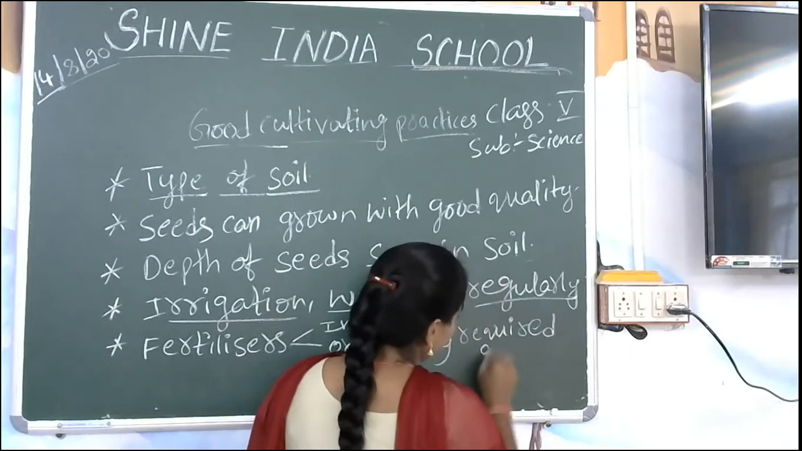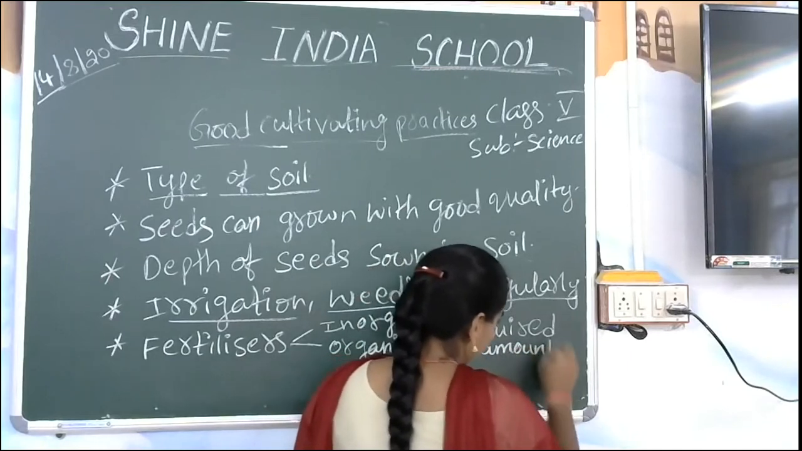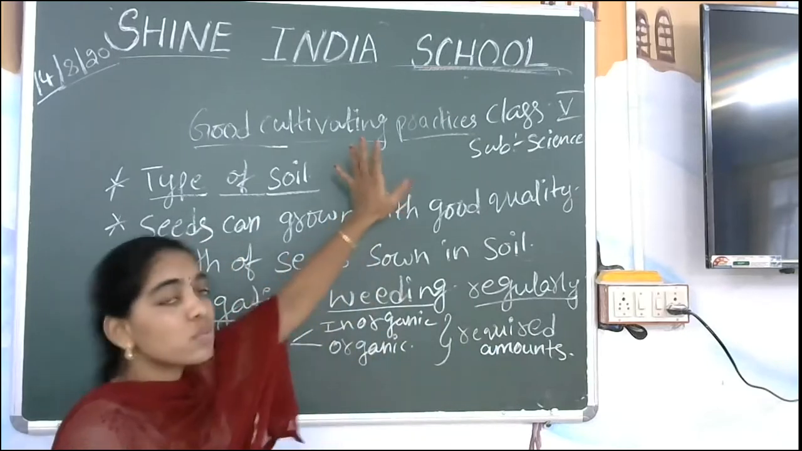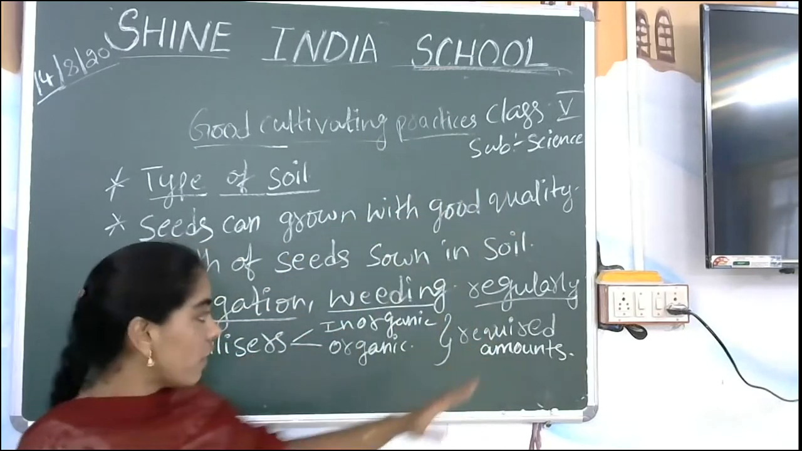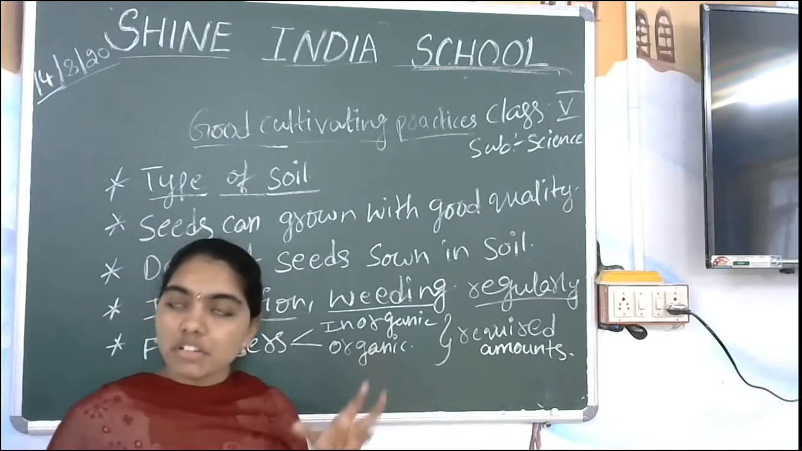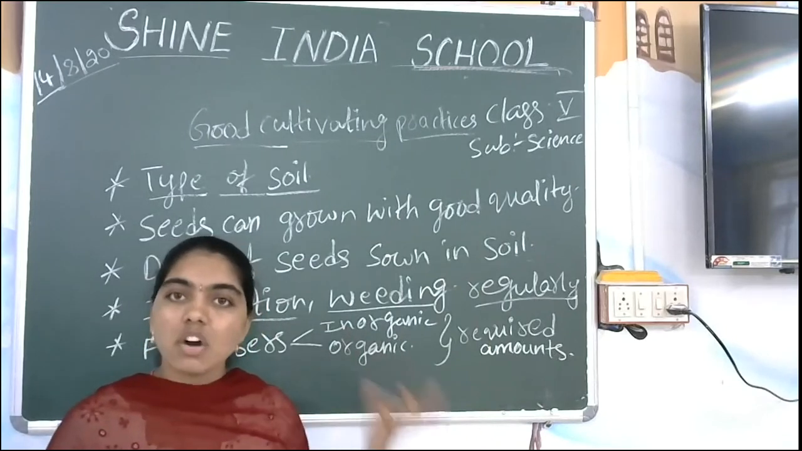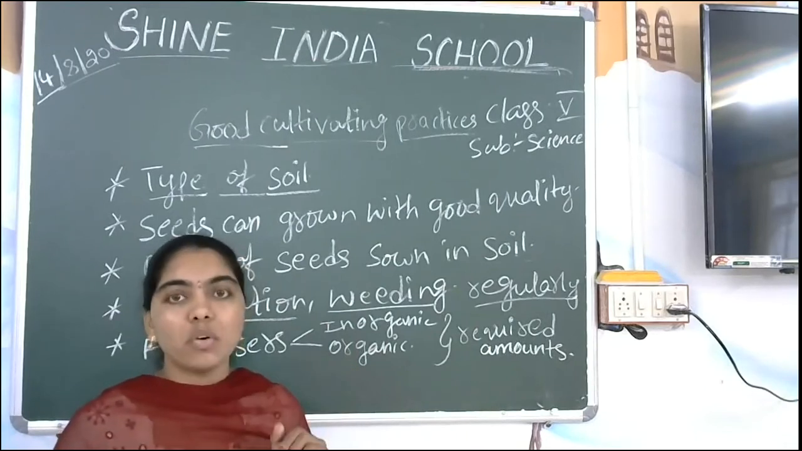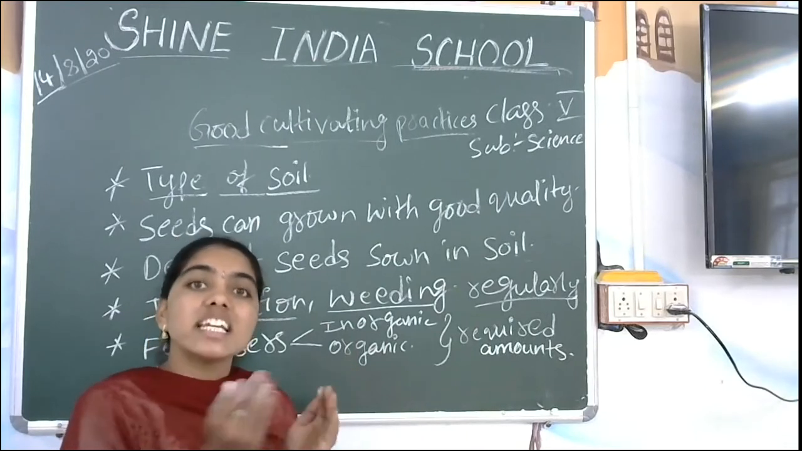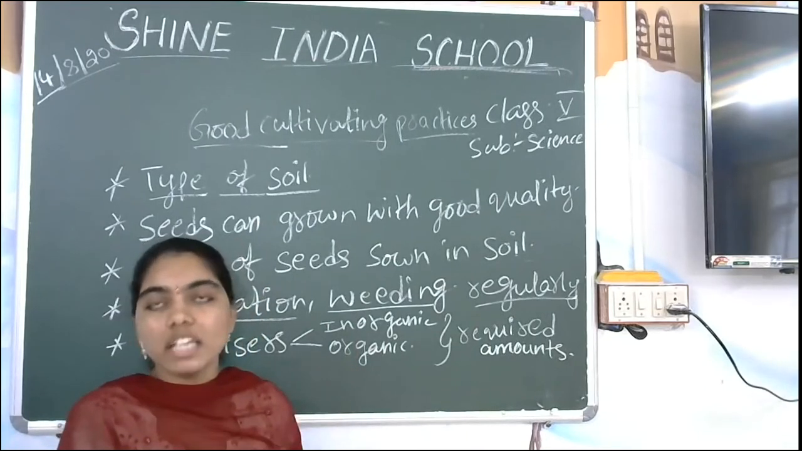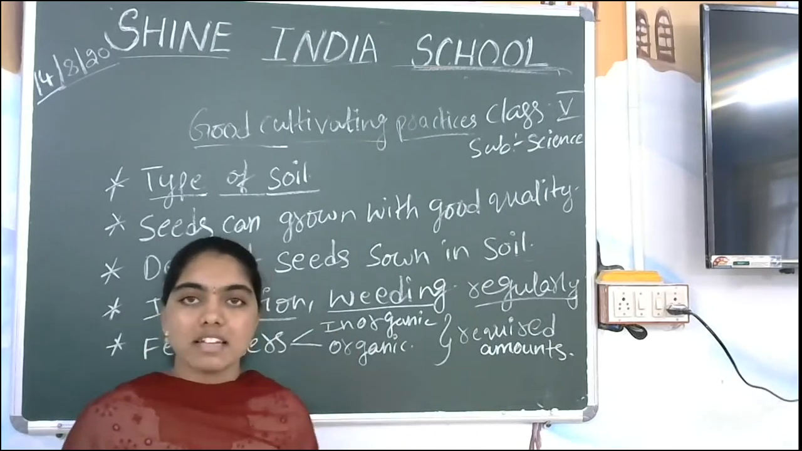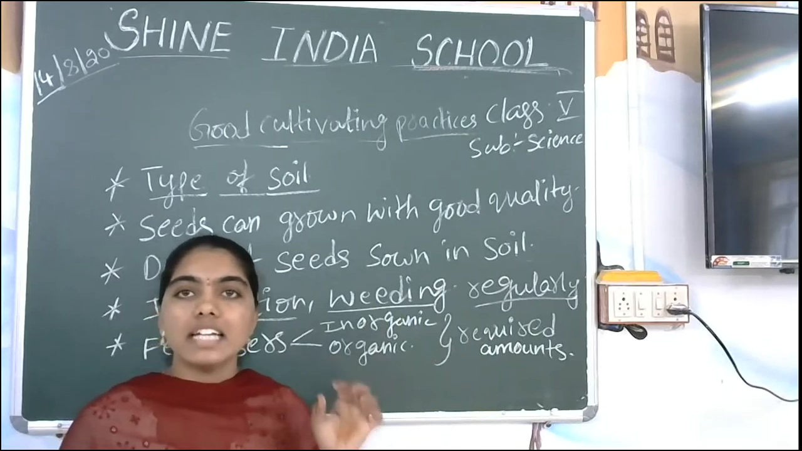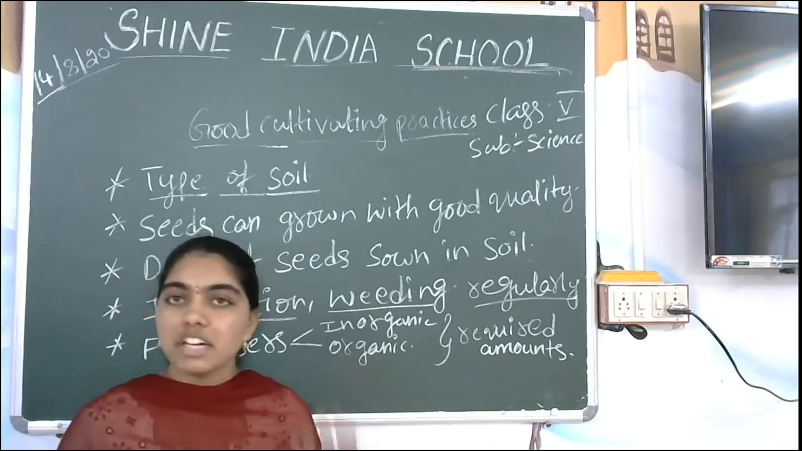How do we have to do it? In the required amount. If we are going to cultivate the crops with very good practices, then we have to use either the organic fertilizers or inorganic fertilizers in the particular required amount. Required means how much is needed, that much amount only we have to give for the plants. That is called the required amount. Fertilizer should be added in the required amount for the plants.